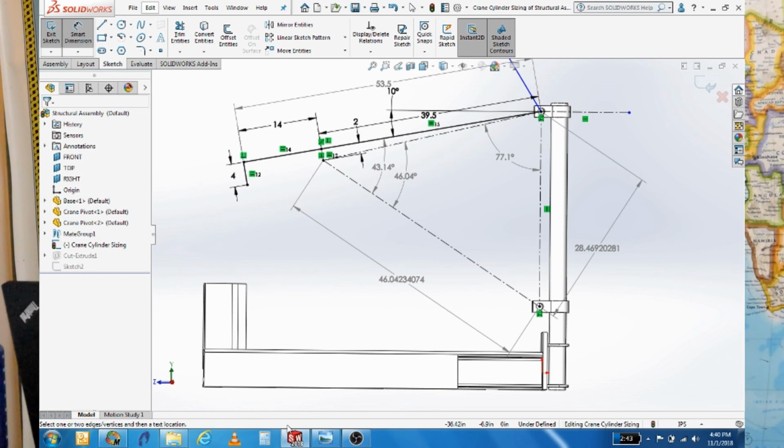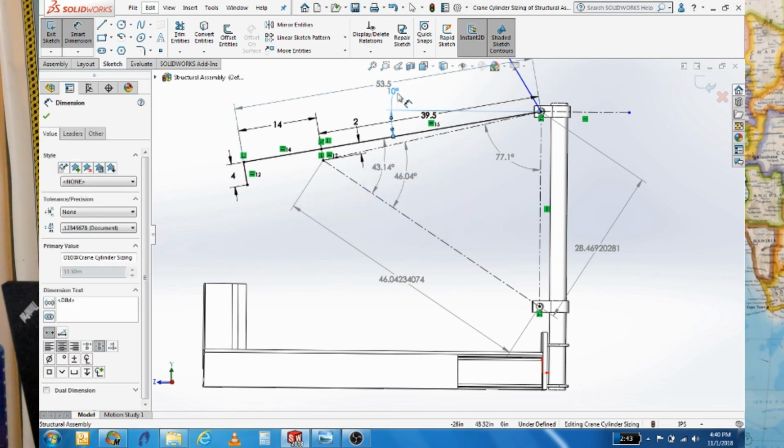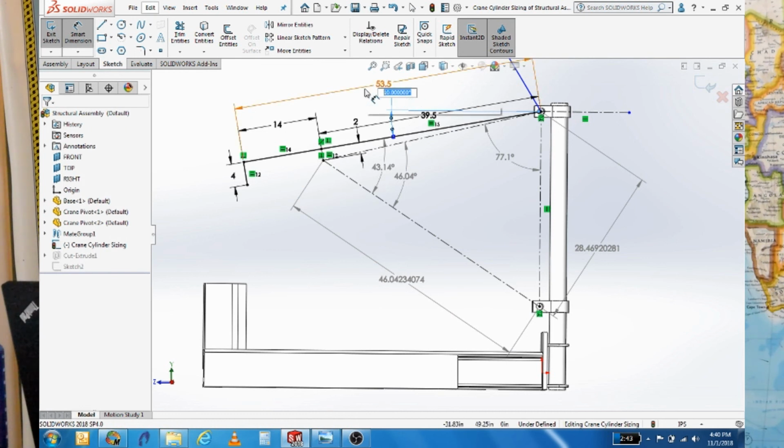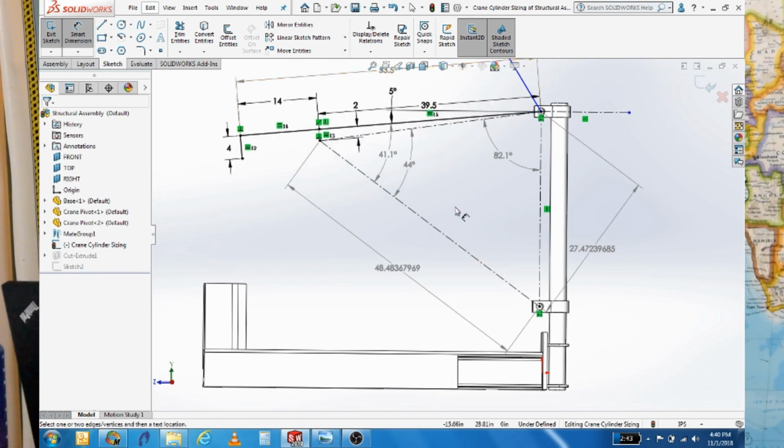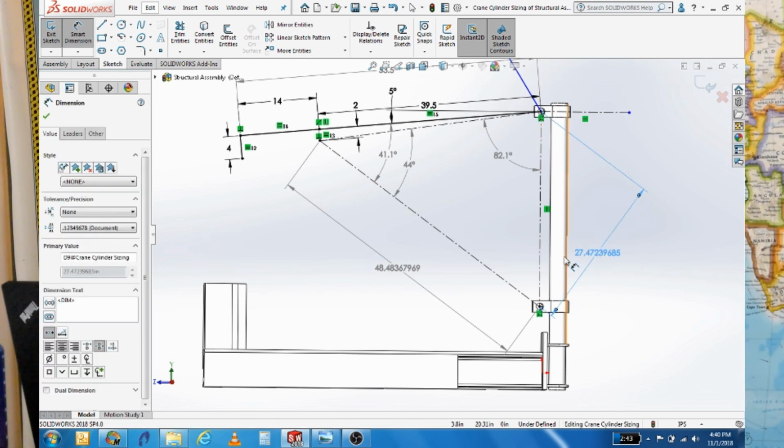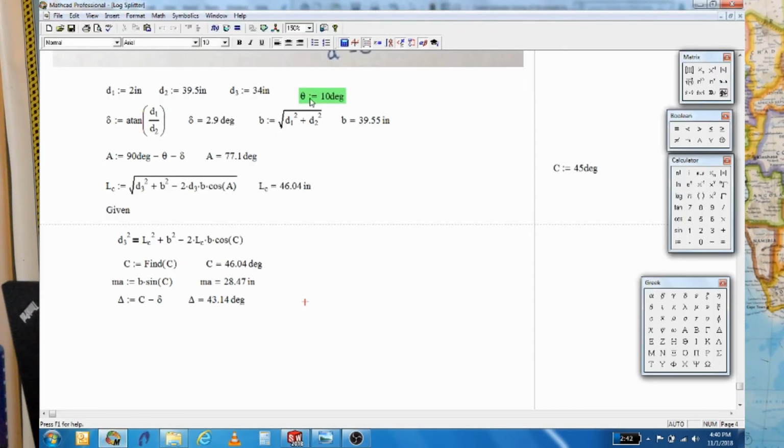Now one thing I would recommend doing is checking this in a couple different configurations. With SOLIDWORKS, it's fairly easy. Right here all I'm going to do is change this 10 degrees to 5 degrees. Let's do our moment arm here. If we get this one right, we probably got all of them right. 27.47 inches. Okay, so all we do here is change this to 5 degrees. And 27.47 inches. So we have a winner.